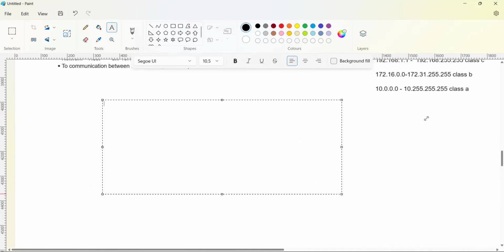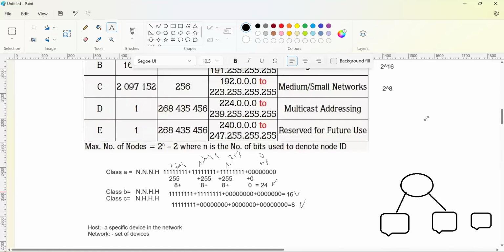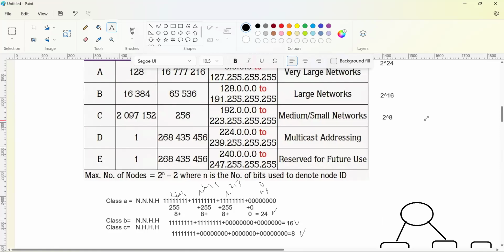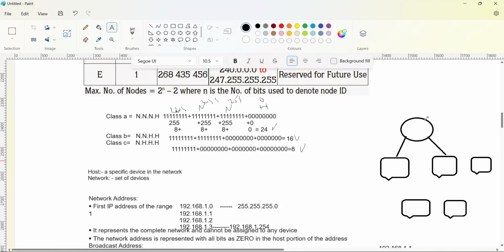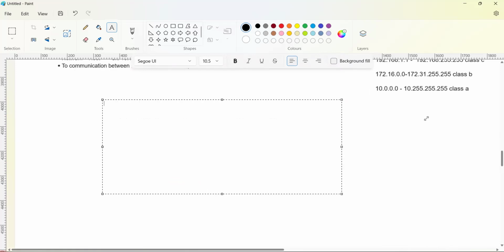If I am taking the value here, just assume it is 192.168. Wait. We'll discuss the class C subnet first, then you can easily understand. The class C IP range starts from the private IP address.